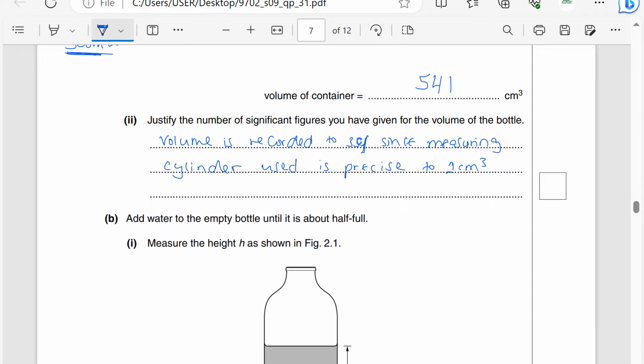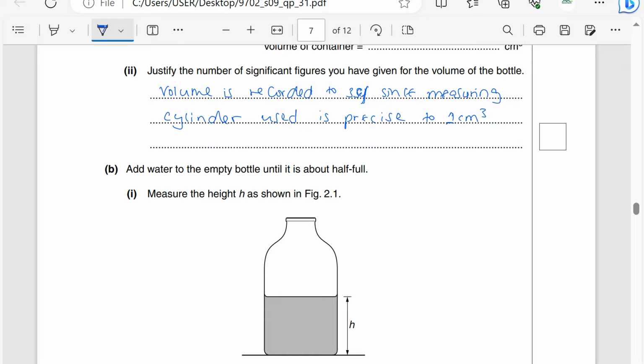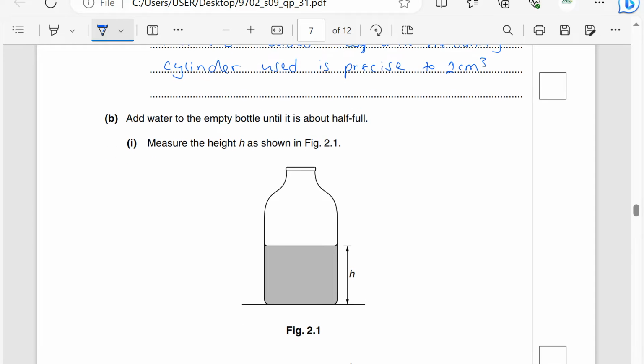Add water to the empty bottle until it is about half full, so you can perform that experiment. Measure the height h. If you're a student and you want to perform the experiment in school on your own, you can just ask the teacher to print for you the confidential instructions to know which apparatus is needed. These apparatus you can find in school without necessarily purchasing them.